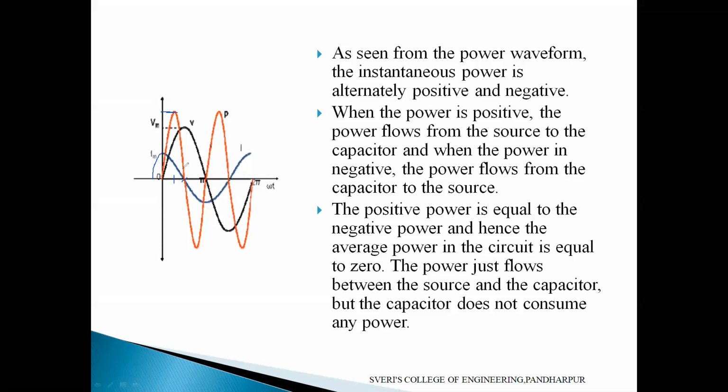Here the positive half cycle and negative half cycle will get cancelled, so positive power and negative power cancel and the average power will become 0. This is the power waveform. At 45 degrees, 135 degrees like that, with a 90 degree difference, it gets the maximum value.